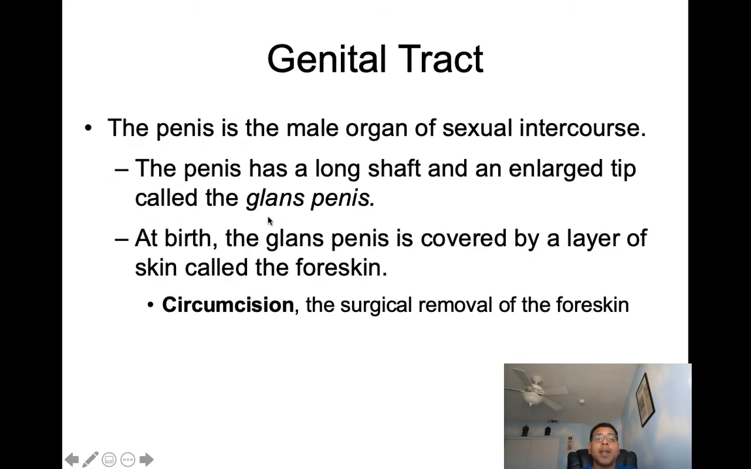Next in here we can see the penis is going to be the male organ for sexual intercourse. The penis is going to have an enlarged tip region that's going to be called the glans penis. This region can be covered by a layer of skin that is called foreskin. Then we have the surgical procedure called circumcision. Circumcision is the removal of the foreskin via surgery.